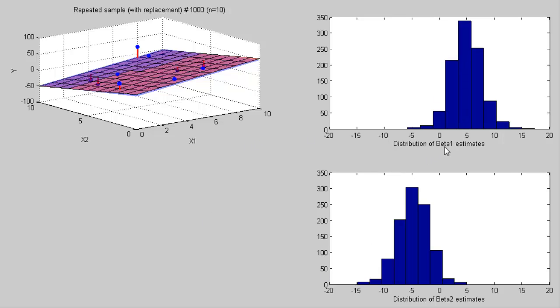And remember, beta 1 goes with the value of x1. And in our original data generating process, the blue plane on this graph over here, the value of beta 1 was equal to 5, and the value of beta 2 was equal to minus 5. Remember, the equation was y equals 2 plus 5x1 minus 5x2 plus the random component.